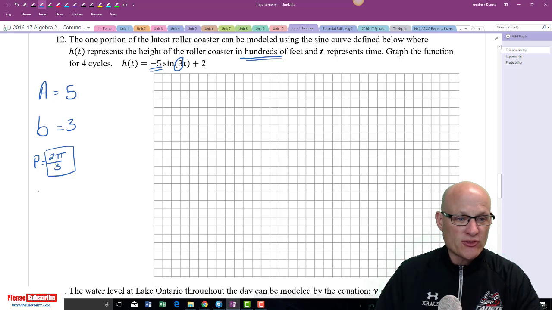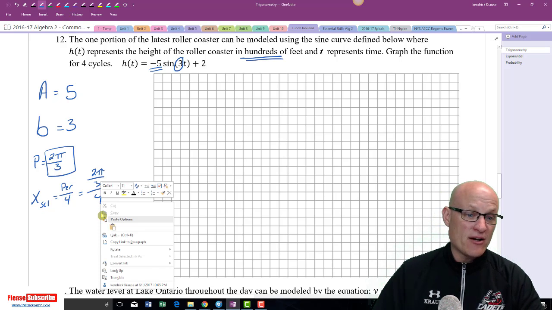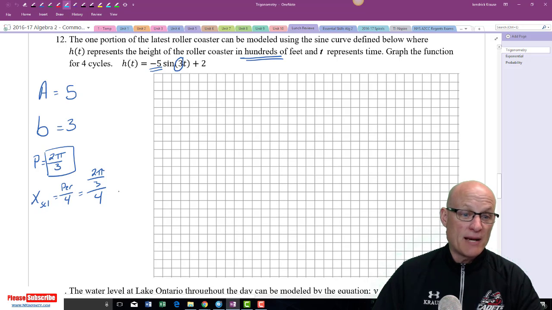Now I'm going to do x scale. X scale is always going to be my period divided by 4. So in this case, it's 2 pi over 3 divided by 4. Well, if I divide by a number, I'm really going to multiply by the reciprocal, 1 over 4.